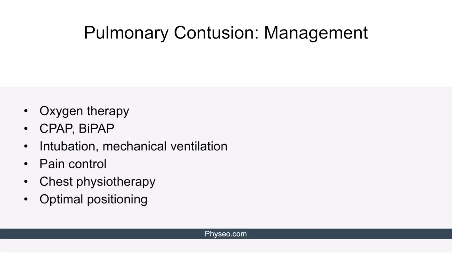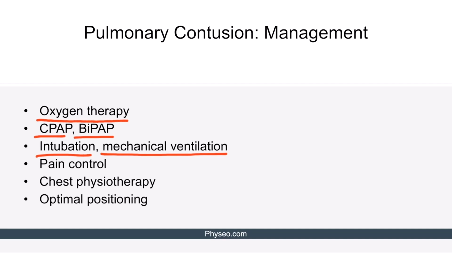Finally, let's discuss management. The primary goal in pulmonary contusions is to provide supportive management. More specifically, patients are initially monitored for their respiratory function, and if needed, oxygen therapy is provided. Also, CPAP or BiPAP may be used to provide positive pressure to open up the lungs and improve blood oxygenation. Note that when patients have significant hypoxia, they may need intubation and mechanical ventilation to reopen the collapsed airways, increase oxygenation, and treat pulmonary edema.